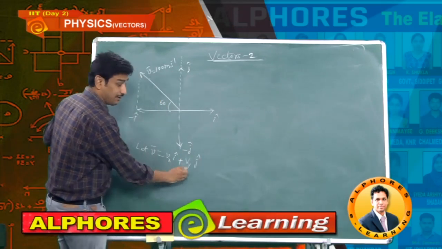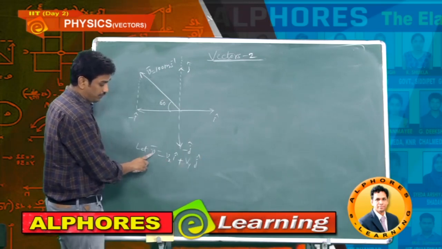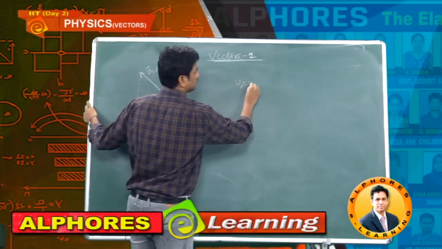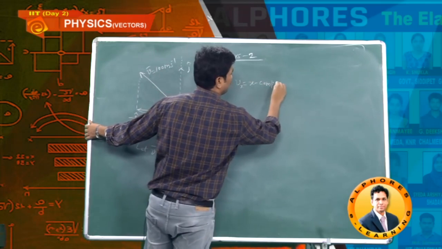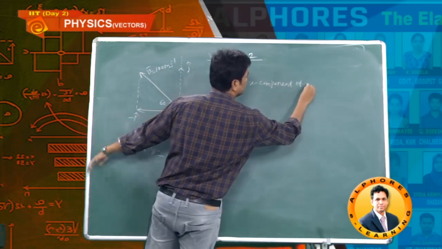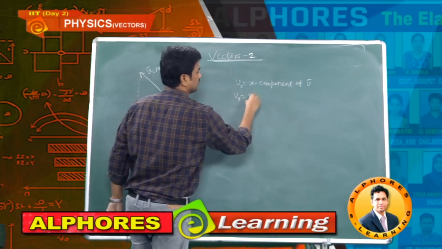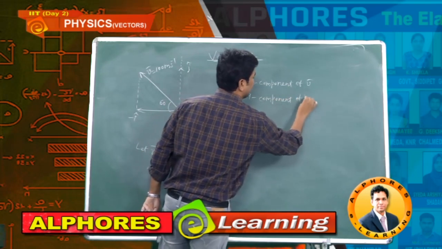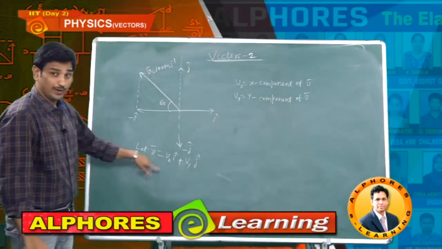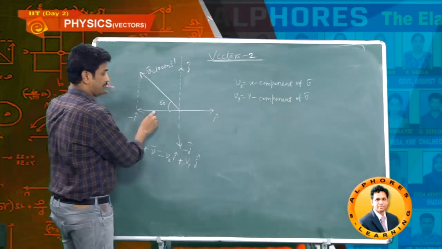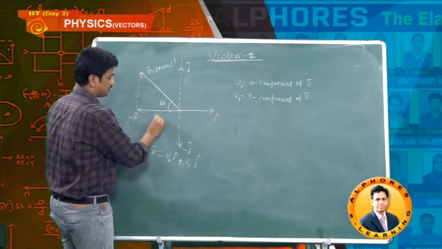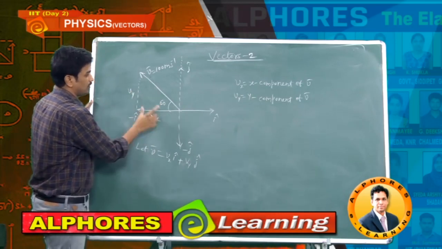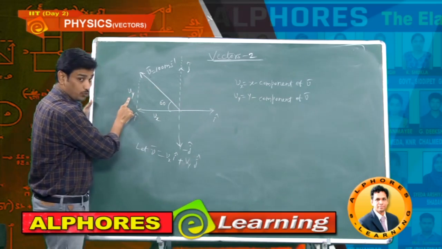Now I don't know Vx and Vy. Vx is the x component of V bar, Vy is the y component of V bar. I don't know these 2 values. Again I took the help of trigonometry. See, this is Vx, this is Vy. The x component of V is Vx, the y component of V is Vy.